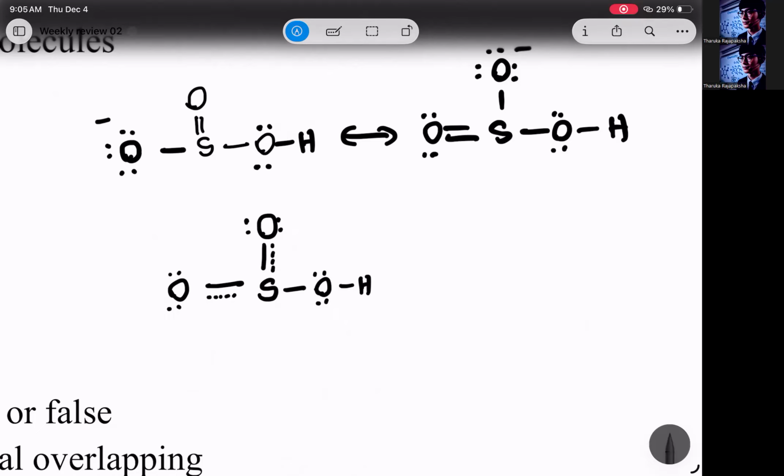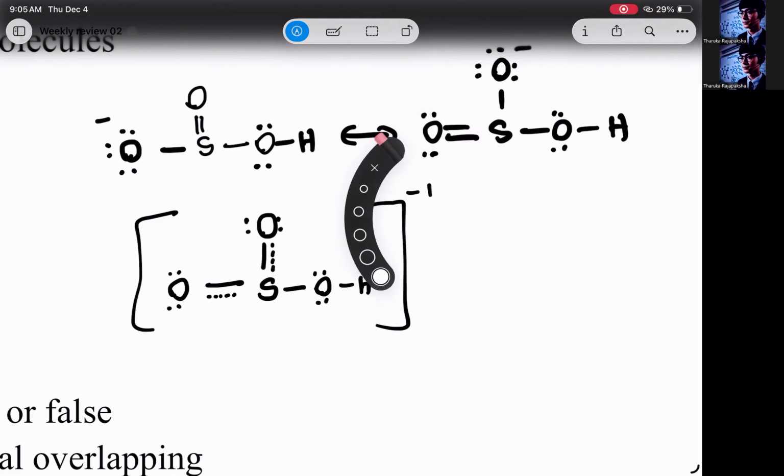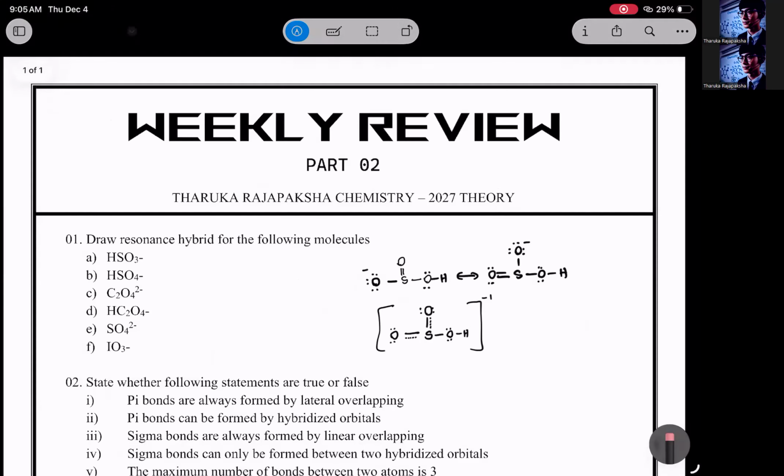There are two ways which you can draw. The first method is putting minus half here and minus half here. That's also fine because minus charge is divided into two locations. So it's minus half, minus half. Or you can draw like this. You can put a square bracket and then put -1 here. That's also fine. So this is the answer for the first one, HSO3 minus.